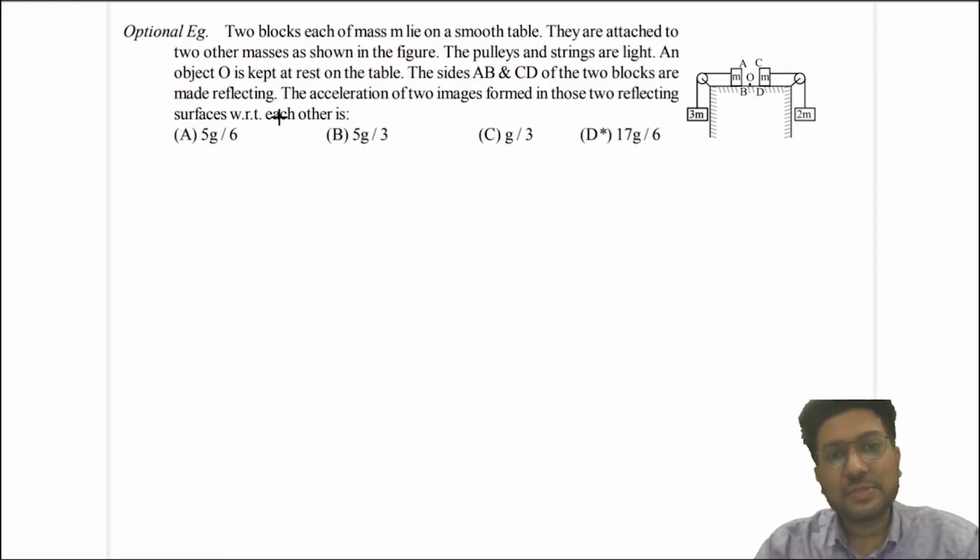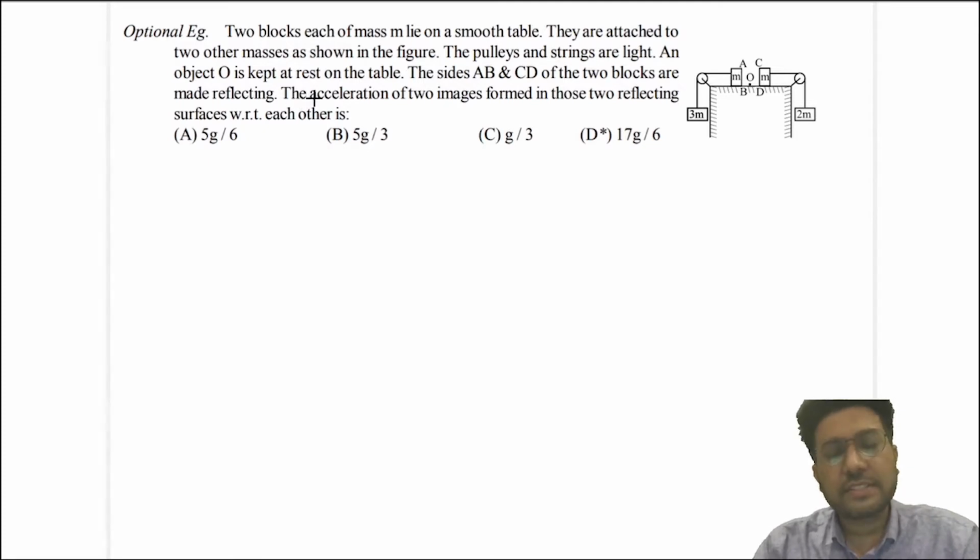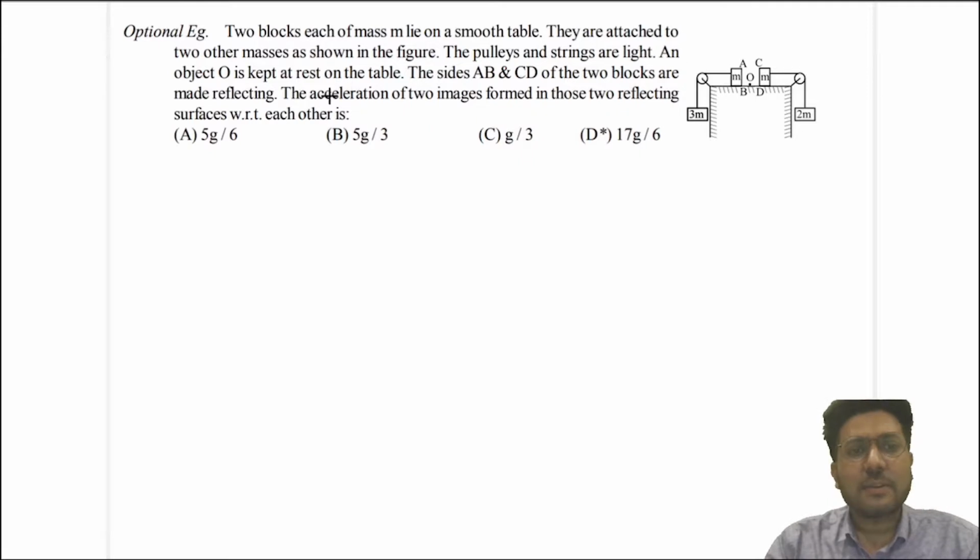Hello my dear students, welcome to the third lecture of geometrical optics. Till the last class we completed plane mirrors, right? So in today's class we'll do some problems related to plane mirrors and then we will start with spherical mirrors. Okay, so let's start with the class.